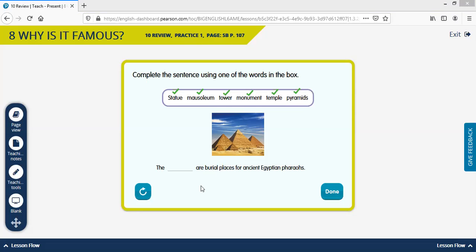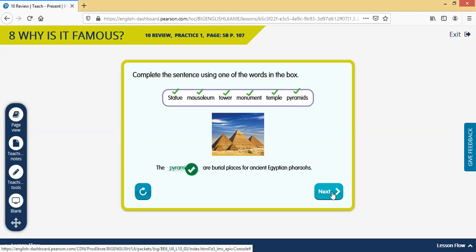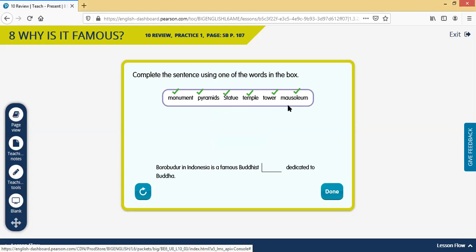The first thing you need to pay attention to is the fact that we have the verb to be, are. We are talking about something in plural. So that'll be this right here. The pyramids are burial places. We got that one. Let's do the next.